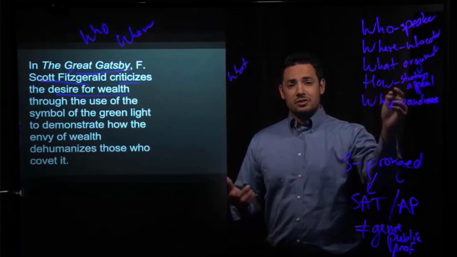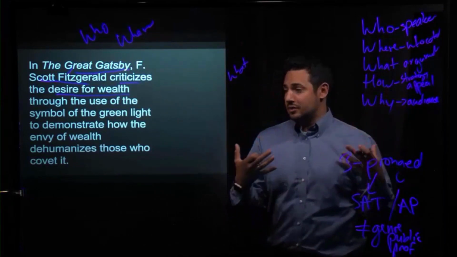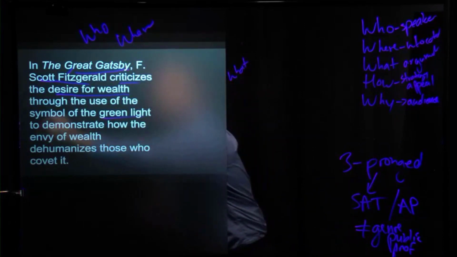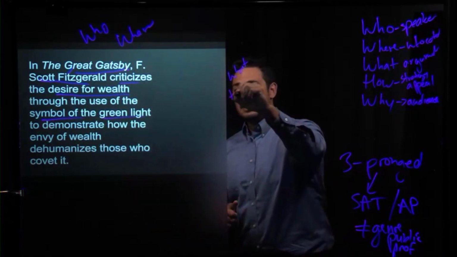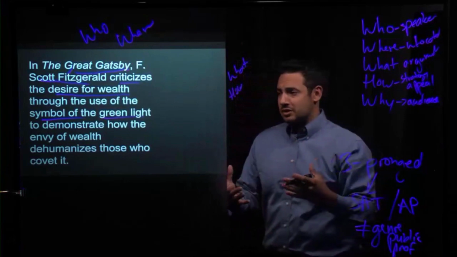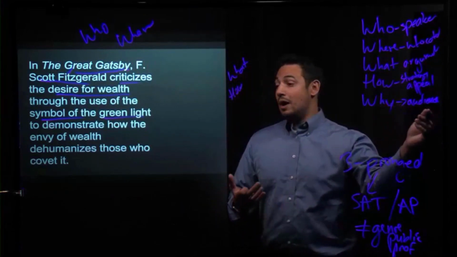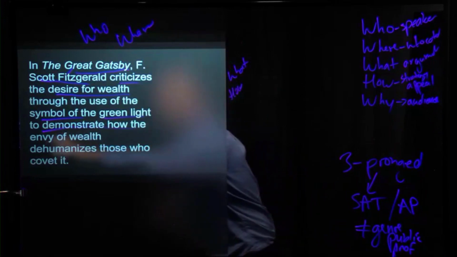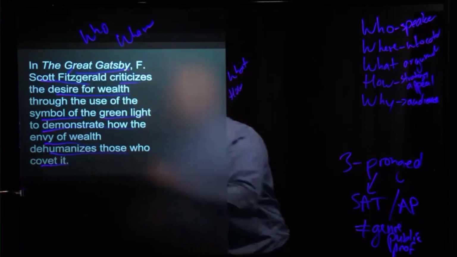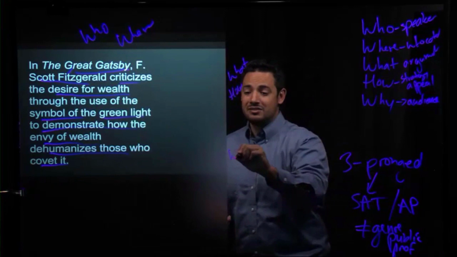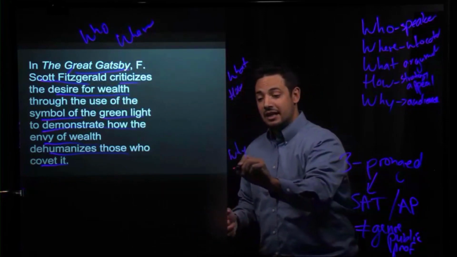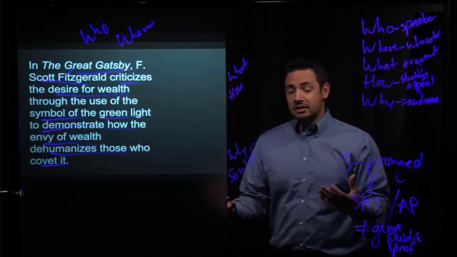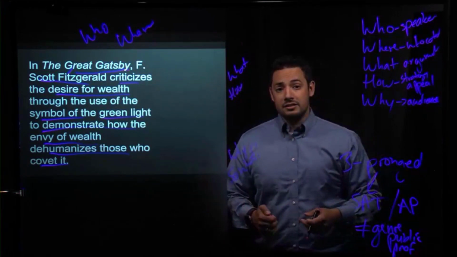And then we have the question of how. What literary or rhetorical device is being used? And we see that as the green light, or the symbol of the green light. That is how we're seeing this critique happening. And then why? Why does it matter to the audience? They're trying to demonstrate how the envy of wealth dehumanizes those who covet it. So that's the why, which often tends to answer this question of so what that we often have when we see a lot of the beginnings of other thesis statements.